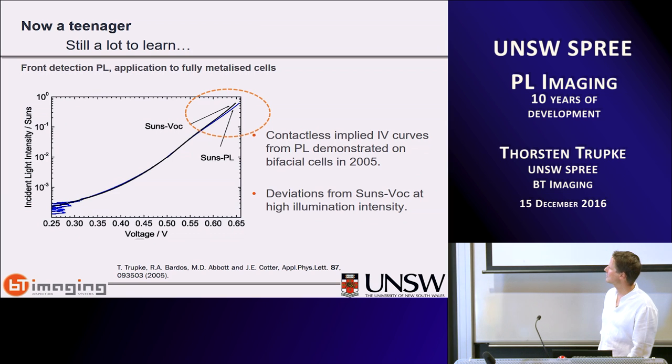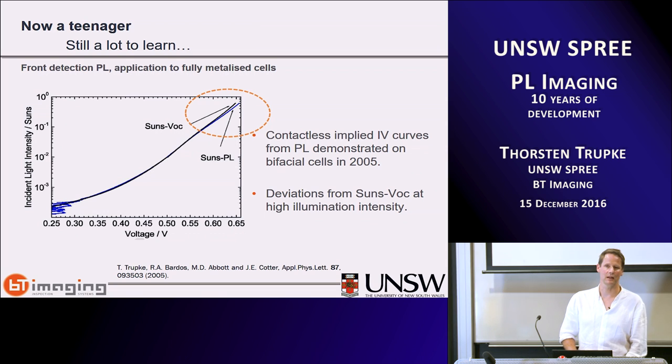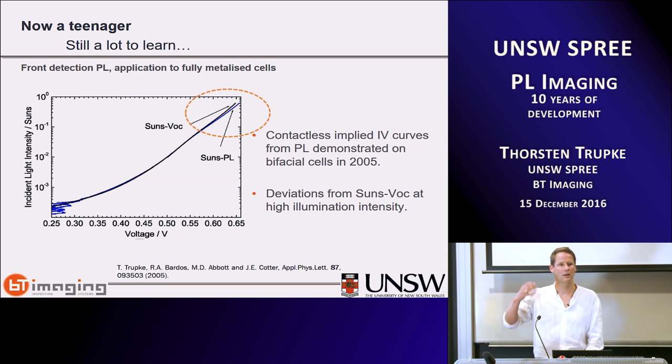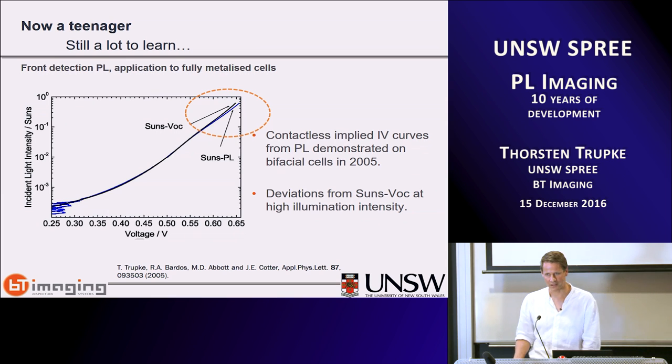The next topic is SUNS PL. This is an old data set that I presented in 2005, where we looked at the comparison between SUNS VOC and SUNS PL. With SUNS VOC, we measure the voltage of a solar cell, and we vary the illumination intensity, and then plot the illumination intensity over the voltage, which gives you the equivalent of an IV curve. The idea there is that the illumination intensity under open circuit condition is equivalent to the recombination rate, and the recombination rate is equivalent to the current. So essentially, you get current on the y-axis and voltage on the x-axis.